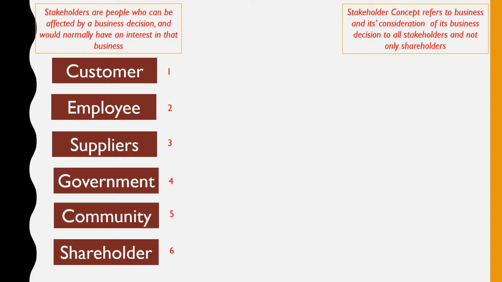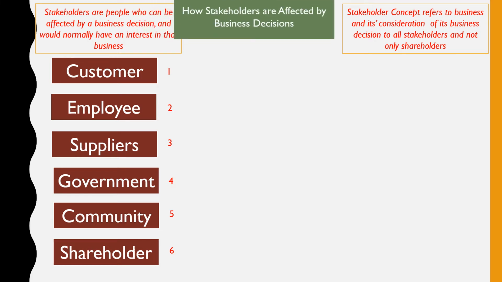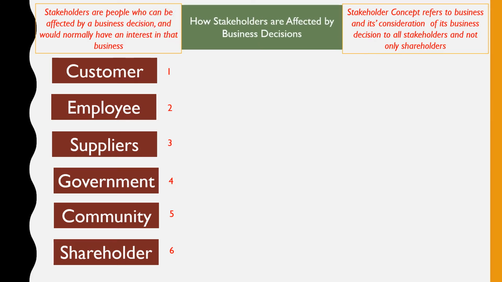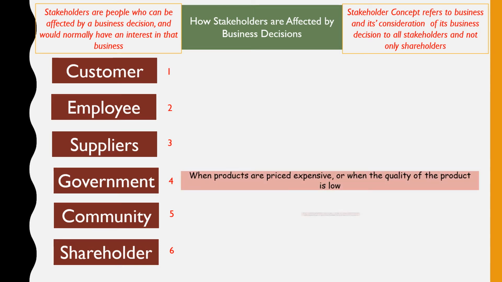Right? Now, let's look at how business decisions are affected by the reaction or the needs of its stakeholders, or to put it simply, how stakeholders are affected by business decisions. Now, to let you try this activity out, we have some jumbled up business decisions and how they affect these various stakeholders, labeled from 1 to 6, as you will see right now.